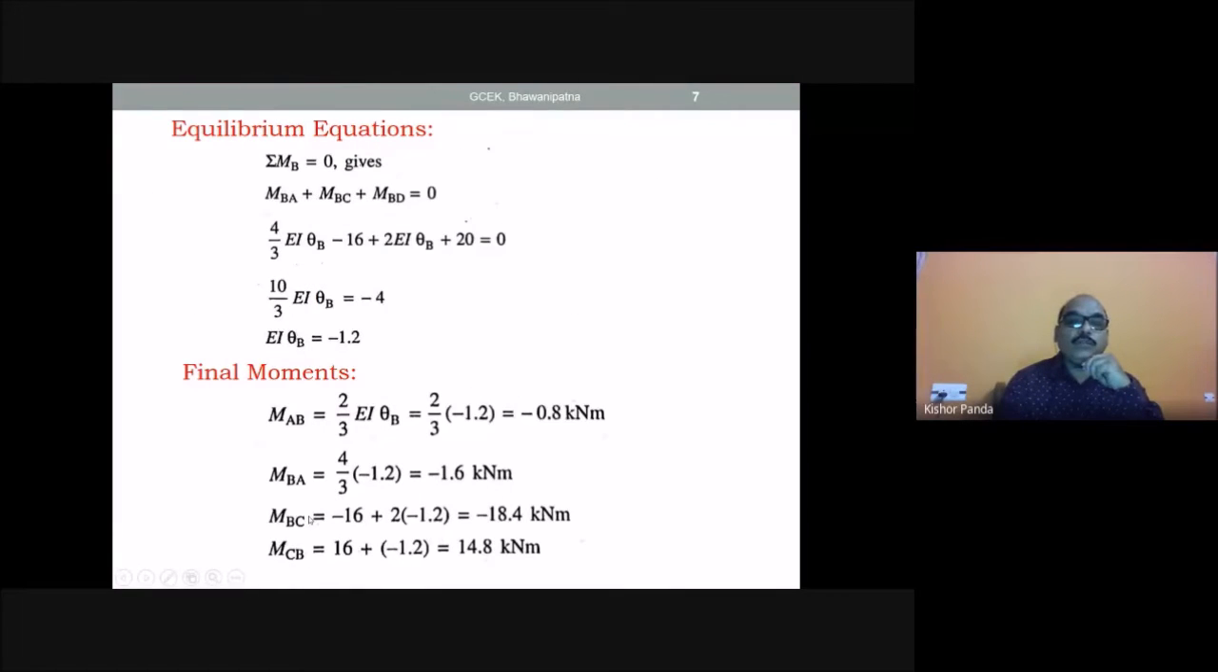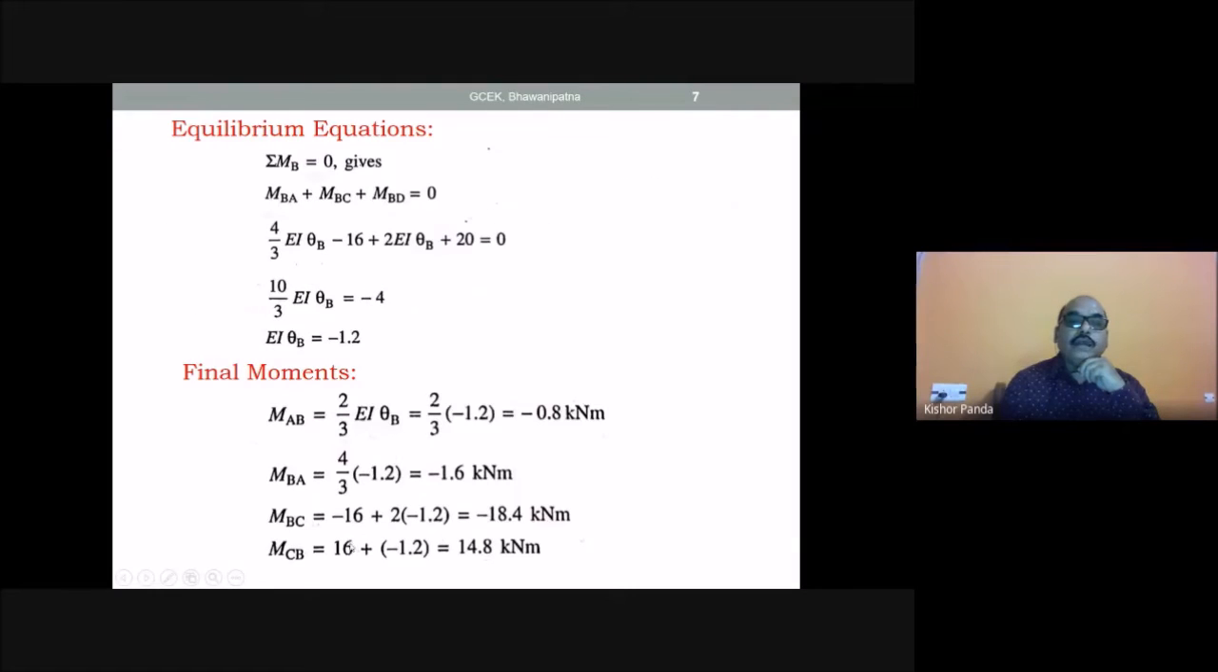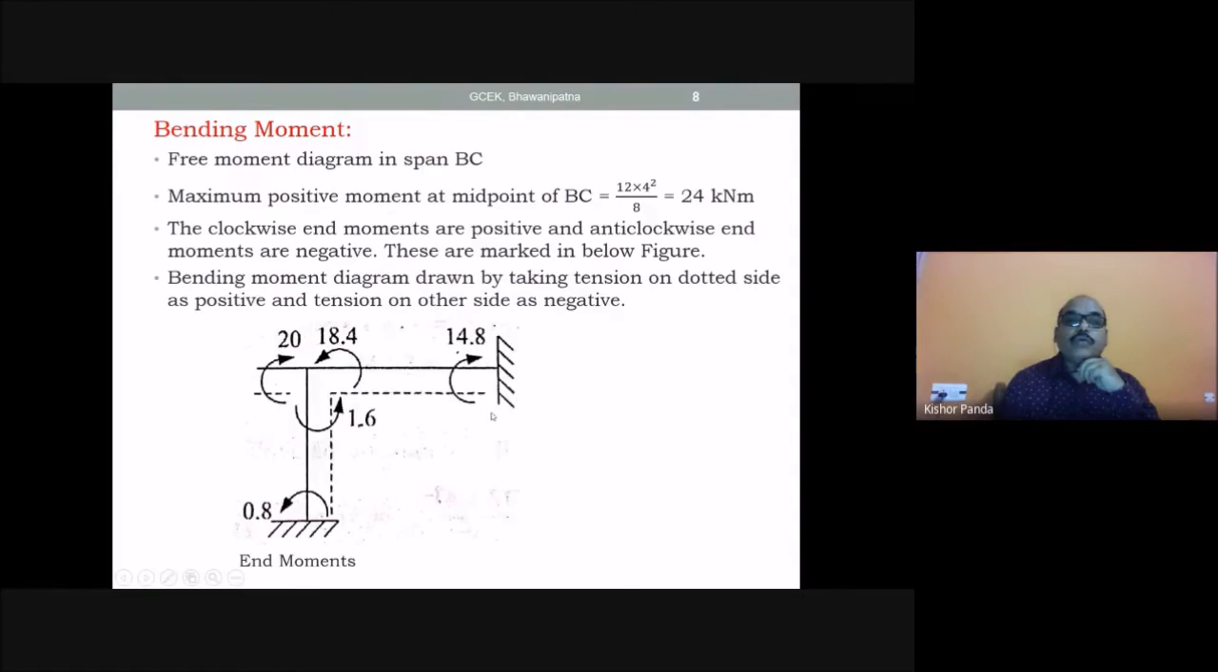Then what is the moment BC? So moment BC is minus 18.4 kilonewton meter. BC, B and C. Minus means this is also anti-clockwise, 18.4 kilonewton meter. Then MCB, 14.8 kilonewton meter. This is positive. It is clockwise. So you have to give the direction as clockwise.